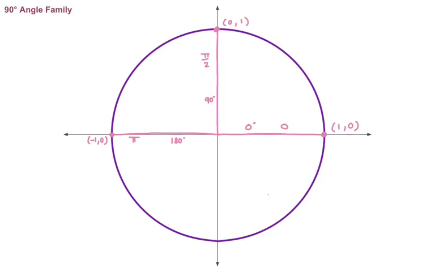So we're mapping this onto the x and y axes. Okay, another 90 degrees down here, which means another pi over 2 radians. This is 270 degrees, or 3 pi over 2 radians.